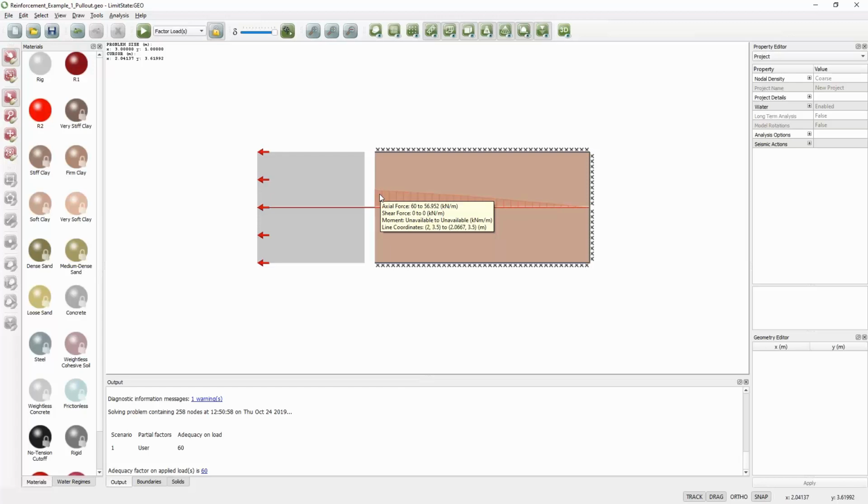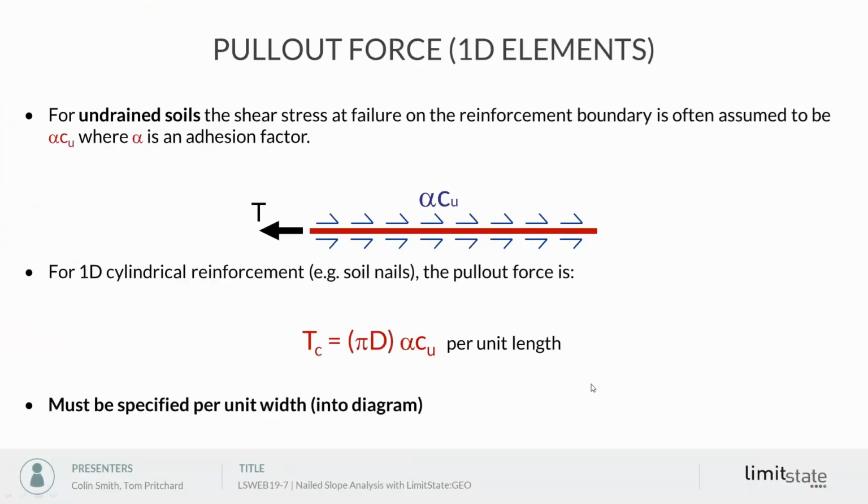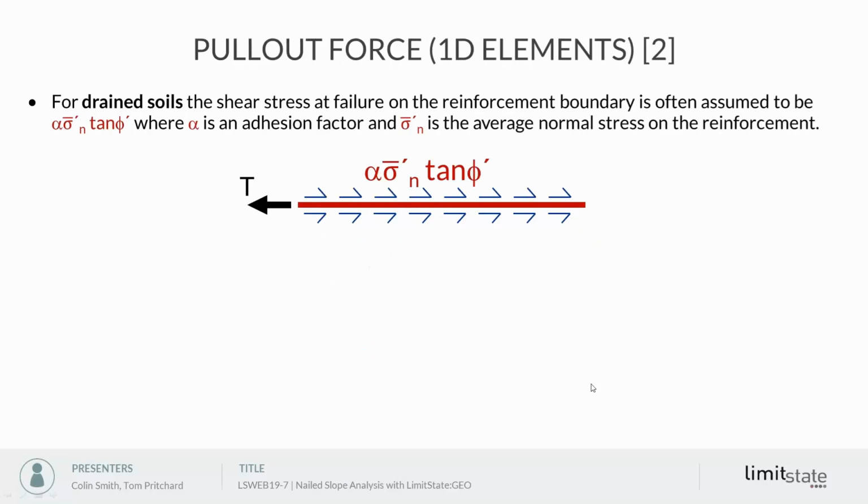Okay, so that's looking at reinforcement interaction with a cohesive material, or if there is a cohesive element in the strength property. If we now go back to the presentation, so I'll just shrink that down. More often we're going to be concerned with frictional or effective stress parameters, so often we would assume that the shear stress at failure on the reinforcement boundary is going to be alpha, this adhesion factor, multiplied by the normal stress on the reinforcement multiplied by tan phi.